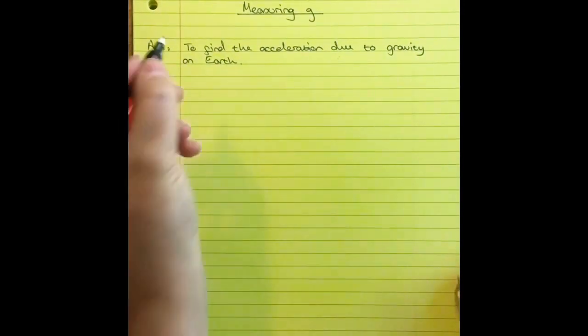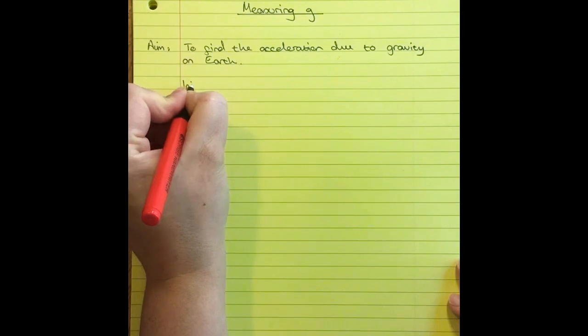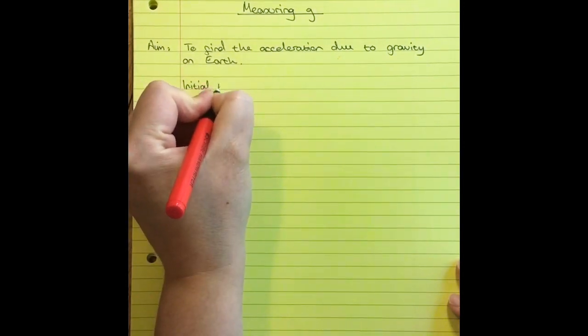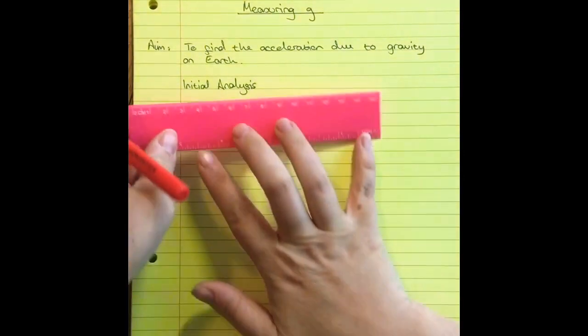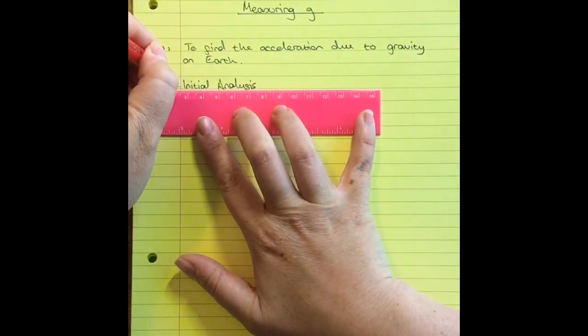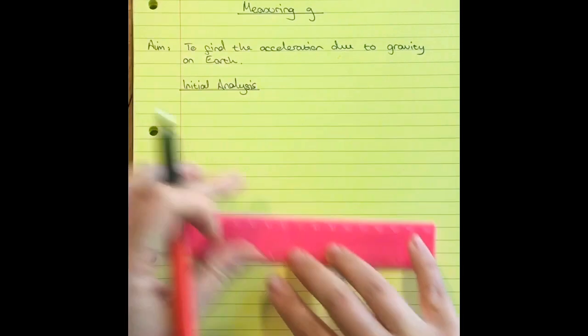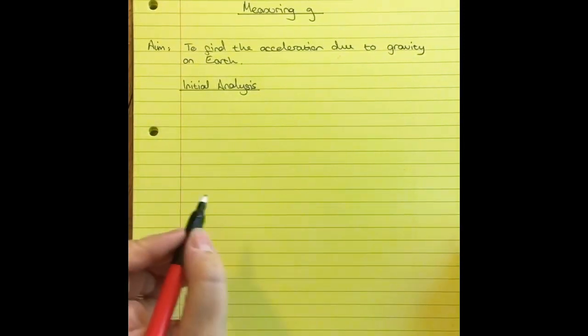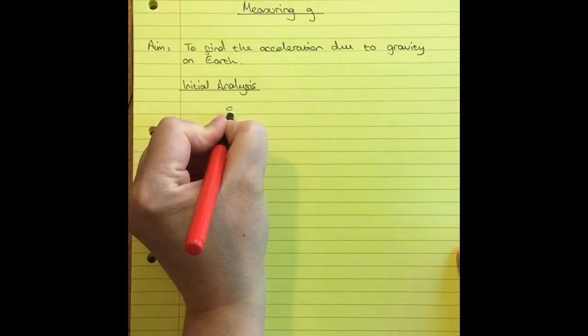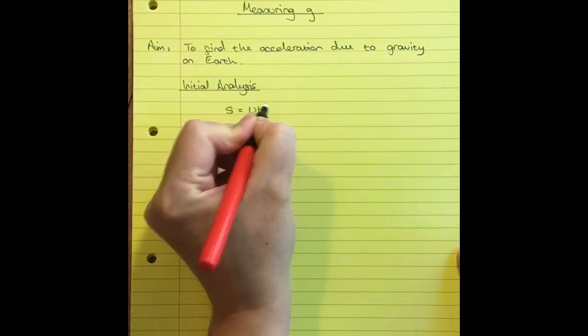Okay, so let's have a little look at some initial analysis. And this analysis skill that I'm about to do is one that you practiced a little in Higher, particularly for your assignments, and one that you need to get a lot better at this year. So the relationship that we're going to use to be able to find g today is one of our equations of motion.